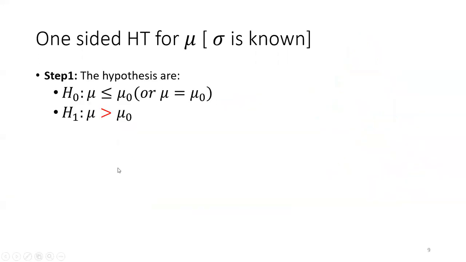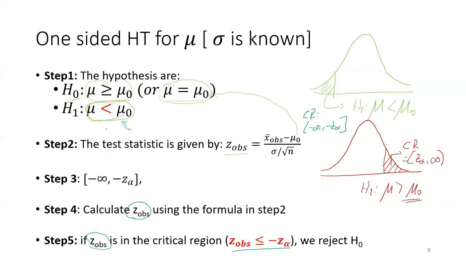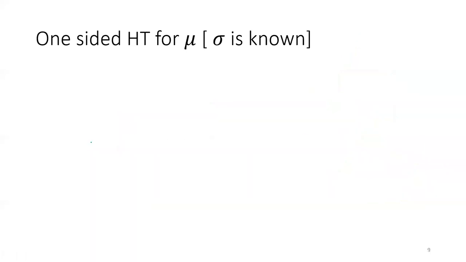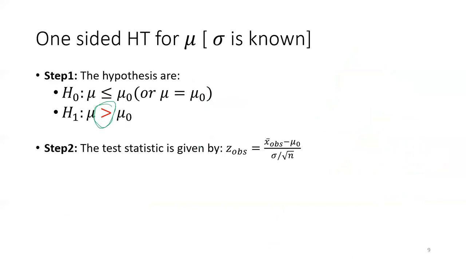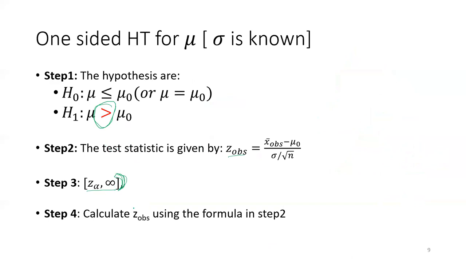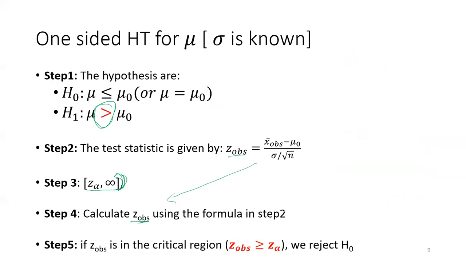Okay? So this is smaller than, just look at this one. Now exactly the same steps for greater than. The test statistic is the same, z observed, but now the critical region changes. It's z alpha to infinity, something like this, with the square bracket. So calculate z observed using this one, and if z observed is greater than z alpha, which means it is in the critical region, then we just reject H0.